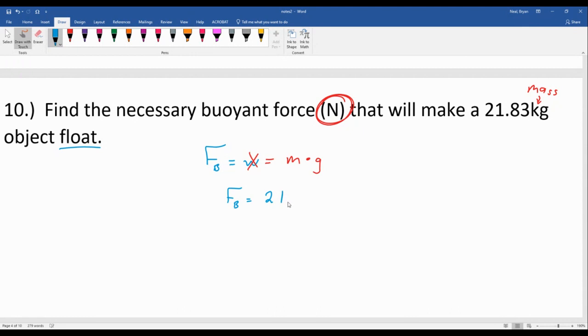From the question, the mass is 21.83 kilograms. Earth gravity, because that's all we have to go on right now, is 9.8 meters per second squared. Remember that the combination of kilograms and meters per second squared is the exact definition of newtons, so that's great, matches what we're looking for. Now multiplying those together, looks like it'll give us about 213.93.